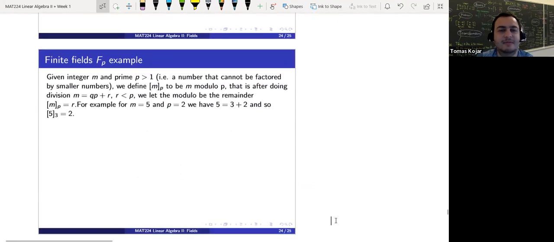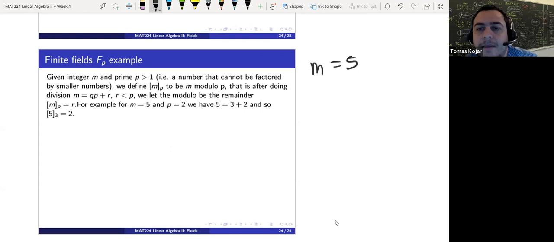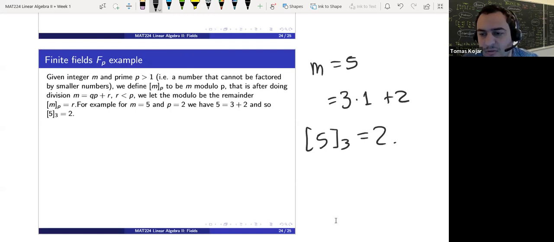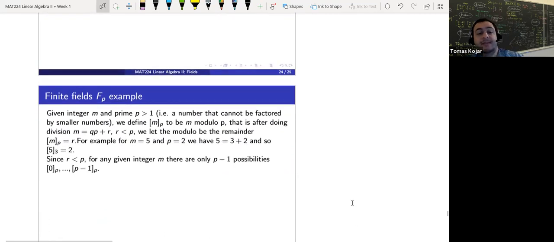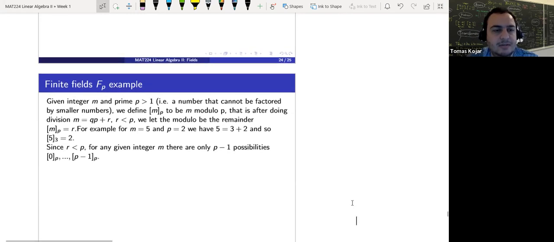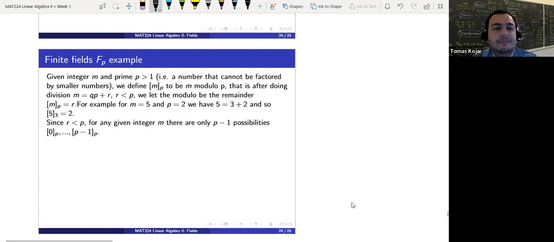And when m is 5, same thing. This is equal to 3 times 1 plus 2. So 5 modulo 3 is equal to 2. That's okay, right? I don't think that's confusing to anybody. So that's modulo numbers for you. The remainder can only go up to whatever the prime number is, so you only have the following possibilities.